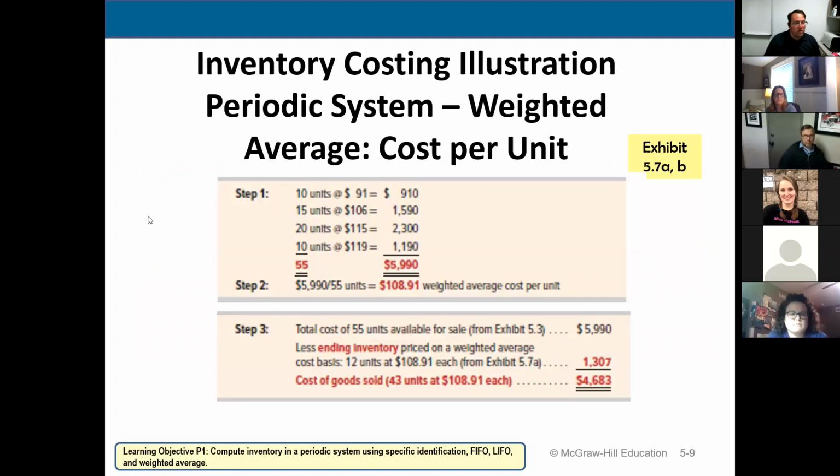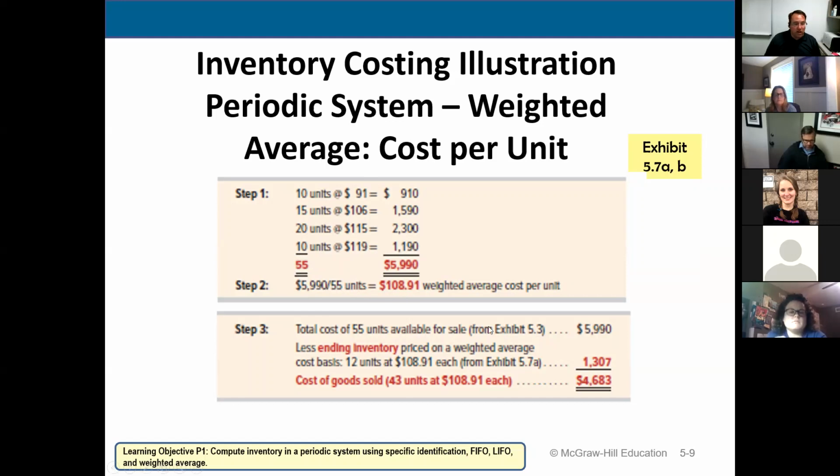So in this case, what we would do is take our total cost by multiplying the number of units times their cost, and then adding up all those costs, and we would see that all 55 of these units cost us $5,990. And then we compute the average cost per unit by taking 5,990 divided by the total number of units, 55, and we'd come out with $108.91 per unit.